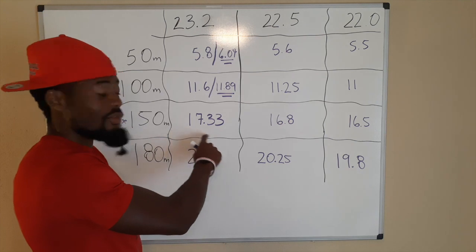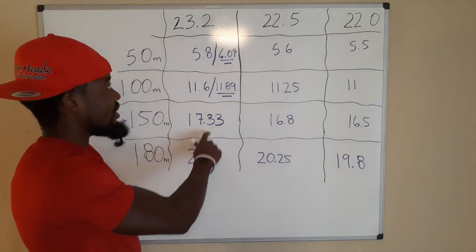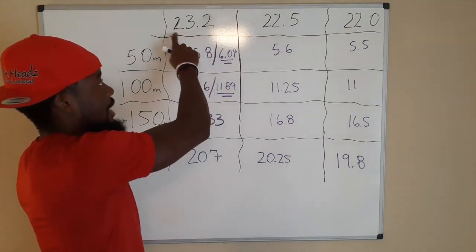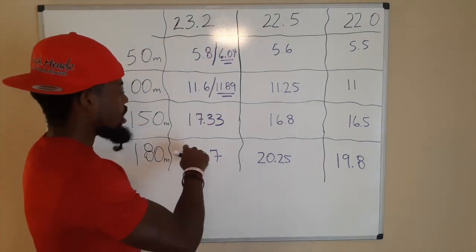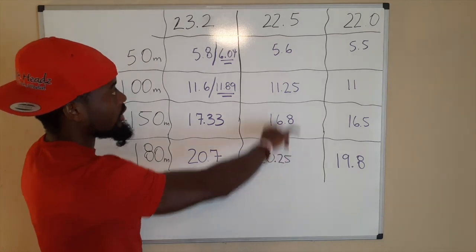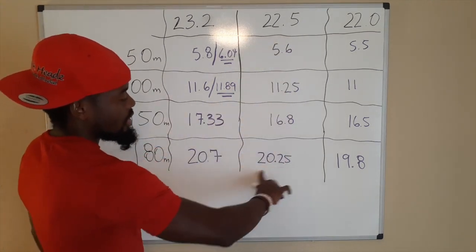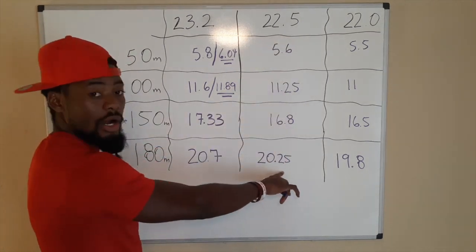17.33 is not going to cut it. I do that in practice. All right. And the fact that I came up in this time trial shows me that that's the reason why I ran 23.2. Okay. Looking forward, if you look at that 22.5 on the 180, I ran 20.25.